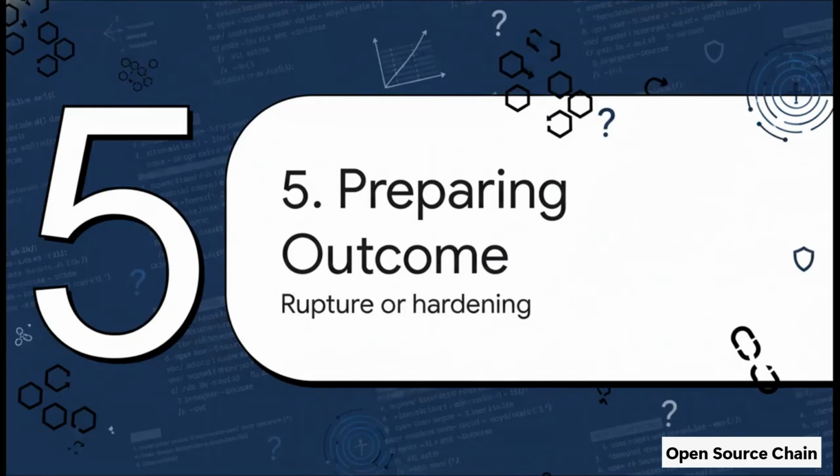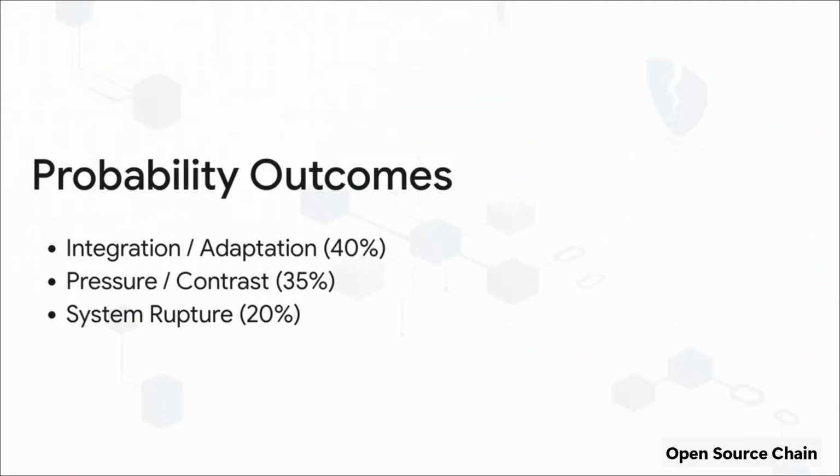Which brings us to our final section, Section 5, preparing for the outcome, rupture or hardening. Let's look at the actual probabilities here and what it means for your organization right now. So looking at the probability matrix for how this all shakes out, we've got three main paths. The highest probability at 40% is integration or adaptation. That means a severe event happens, scares everyone half to death, and forces the entire industry to rapidly lock down their security. Then there's a 35% chance of ongoing painful pressure with multiple medium-sized incidents. But we cannot ignore the very real 20% threat of a true system rupture, where a massive compromise cascades through widely used packages and takes down critical global infrastructure.